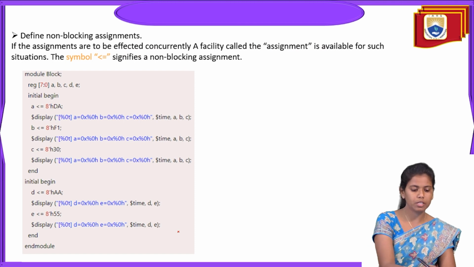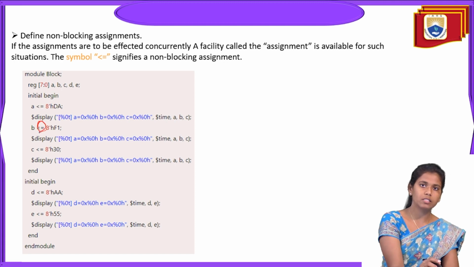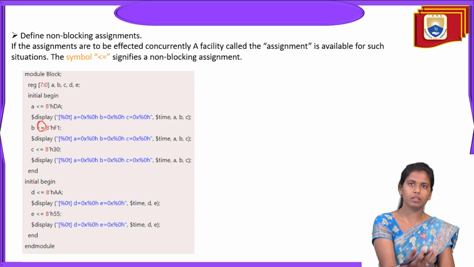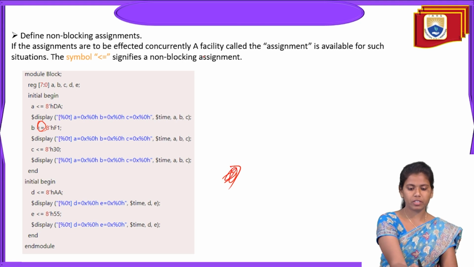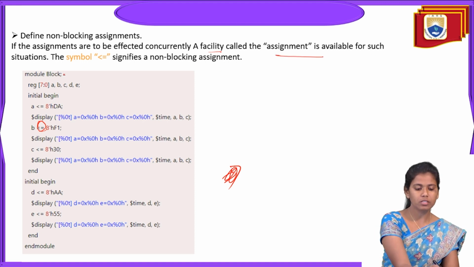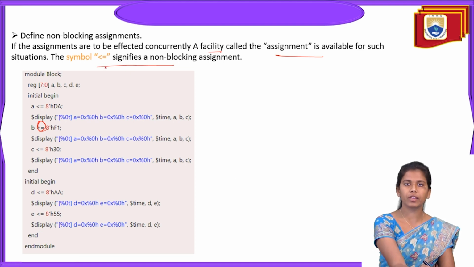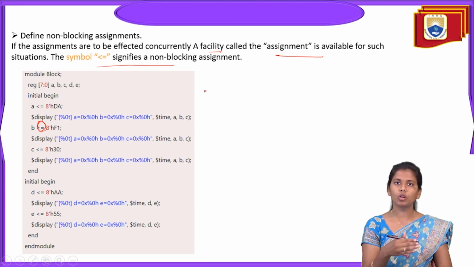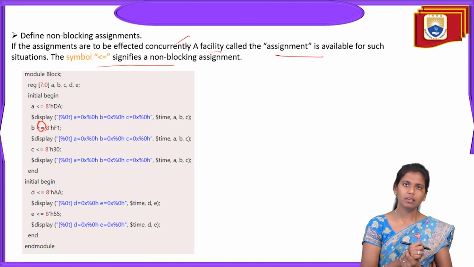And coming to the non-blocking assignments, if you observe, the non-blocking assignments are represented like this. There are basic similarities between the blocking and non-blocking, whereas only in the non-blocking assignment the representation goes like this. So this is the only difference. If the assignments are to be effected concurrently, a facility called the non-blocking assignment is available. For such conditions, this symbol signifies a non-blocking assignment. The execution of non-blocking statements is done concurrently as well, like the blocking statements.